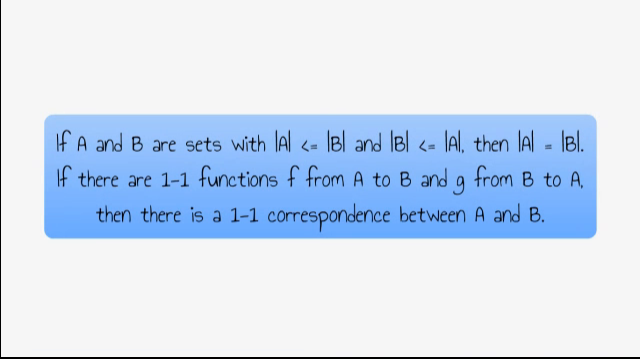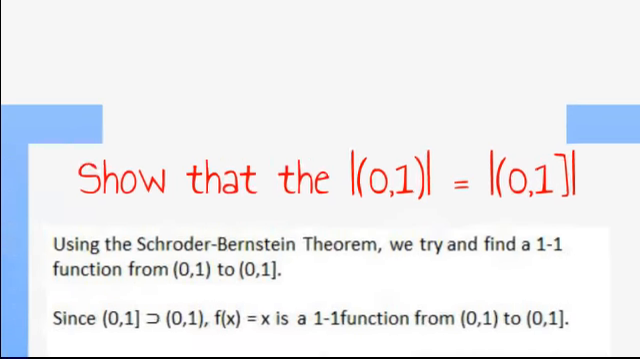Now, we will talk about the Schroeder-Bernstein theorem. If A and B are sets such that the cardinality of A is less than or equal to the cardinality of B, and the cardinality of B is less than or equal to the cardinality of A, then the cardinality of A will equal the cardinality of B. In other words, if there are one-to-one functions f from A to B and g from B to A, then there is a one-to-one correspondence between A and B.